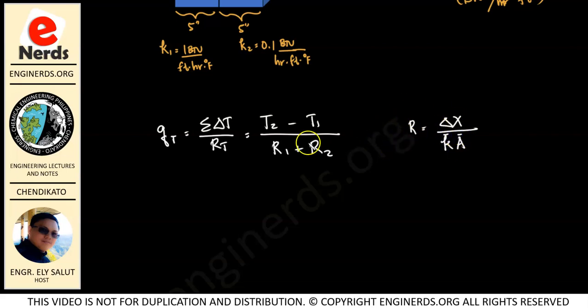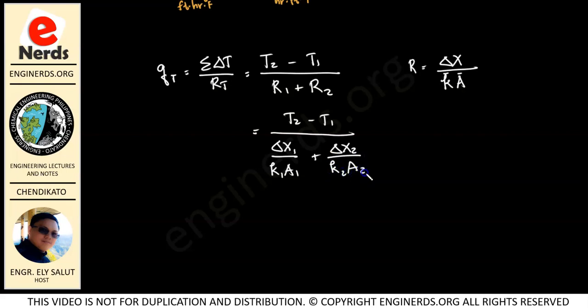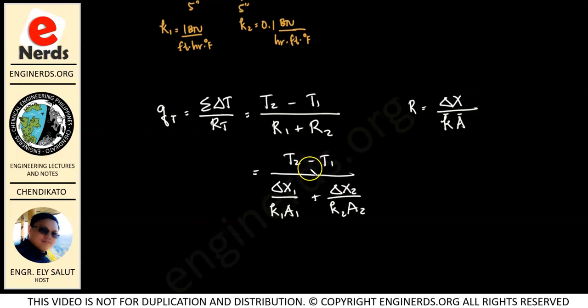So, basically, meron tayong R1 and R2 dito, so we have delta X1 over K1A1, diba? So, we can try to substitute that here. So, we have T2 minus T1. Okay, so we have delta X1 over K1A1 plus delta X2 over K2A2. Alright, so alam natin yung temperature. We can directly substitute that.